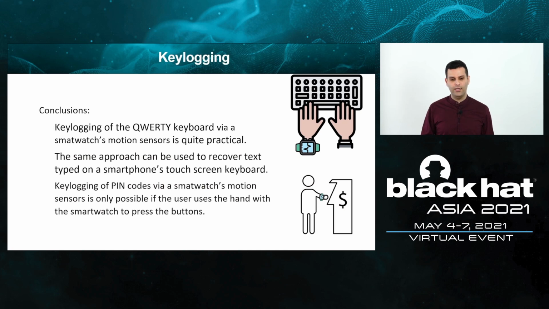Now, the conclusions. Keylogging of the QWERTY keyboard via a smartwatch motion sensor is quite practical. The same approach can be used to recover text typed on a smartphone touchscreen keyboard. And keylogging of pin codes via a smartwatch motion sensor is only possible if the user uses the hand with the smartwatch to press the buttons. The dictionary in this case won't help the attacker, because pin codes are not something that can help statistically to recover the missing password.